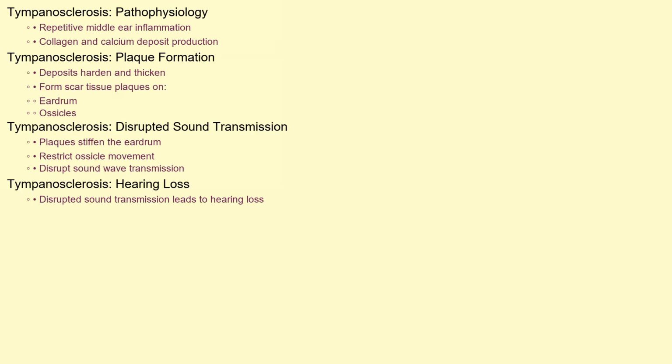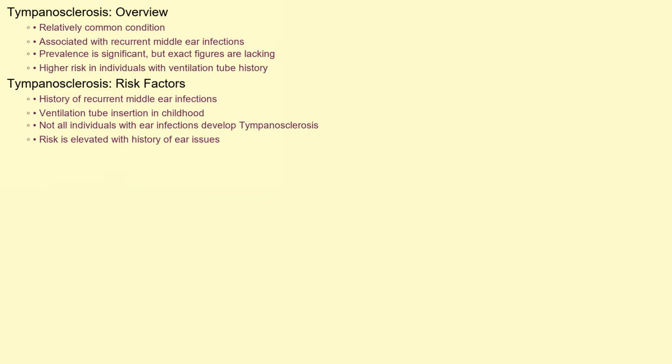To understand tympanosclerosis, we need to explore its pathophysiology, the underlying mechanisms of how it develops. Repetitive inflammation in the middle ear stimulates the production of collagen and calcium deposits. Over time, these deposits harden and thicken, forming plaques of scar tissue on the eardrum or the ossicles, the tiny bones responsible for transmitting sound vibrations. These plaques can stiffen the eardrum, restrict the movement of the ossicles, and disrupt the normal transmission of sound waves to the inner ear. This disruption is what leads to hearing loss.